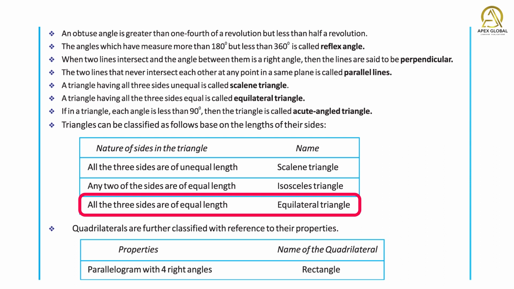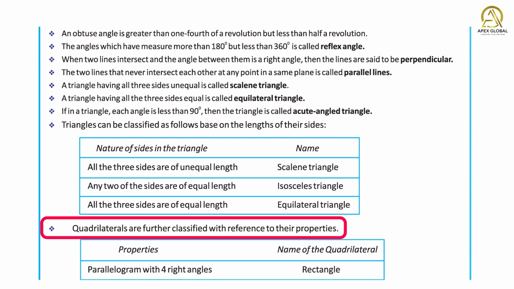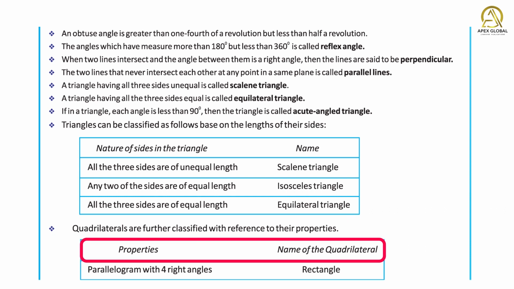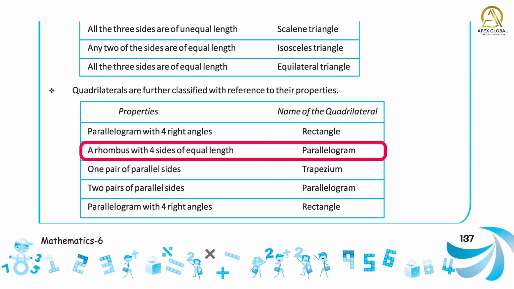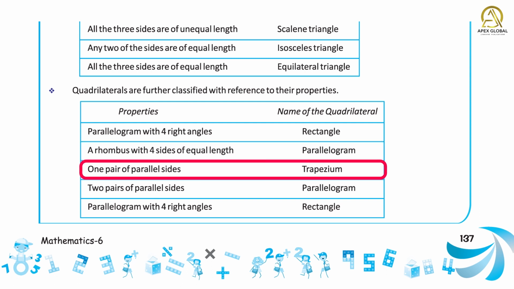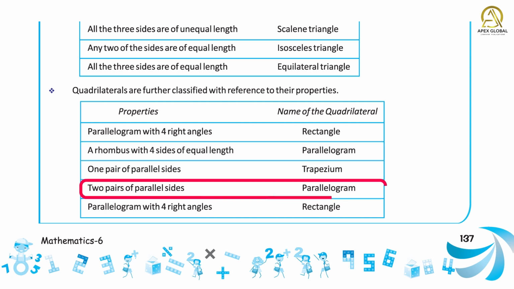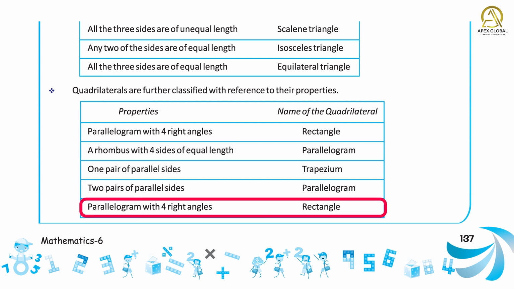All three sides are of equal length. Equilateral triangle. Quadrilaterals are further classified with reference to their properties. Properties. Name of the quadrilateral. Parallelogram with four right angles. Rectangle. A rhombus with four sides of equal length. Parallelogram. One pair of parallel sides. Trapezium. Two pairs of parallel sides. Parallelogram. Parallelogram with four right angles. Rectangle.